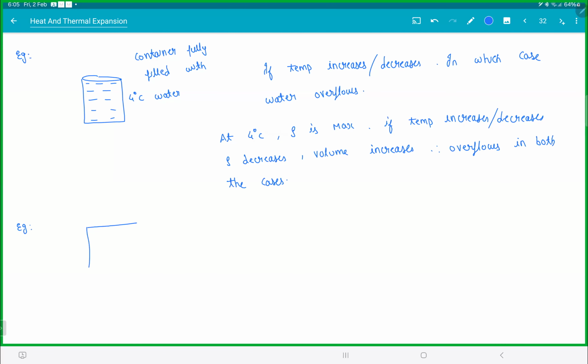And same thing, let's say, just be careful. This is quite useful later on. If you have an ice cube of side a, and if this melts into water, what remains the same here is that the mass of ice will be equal to the mass of water.